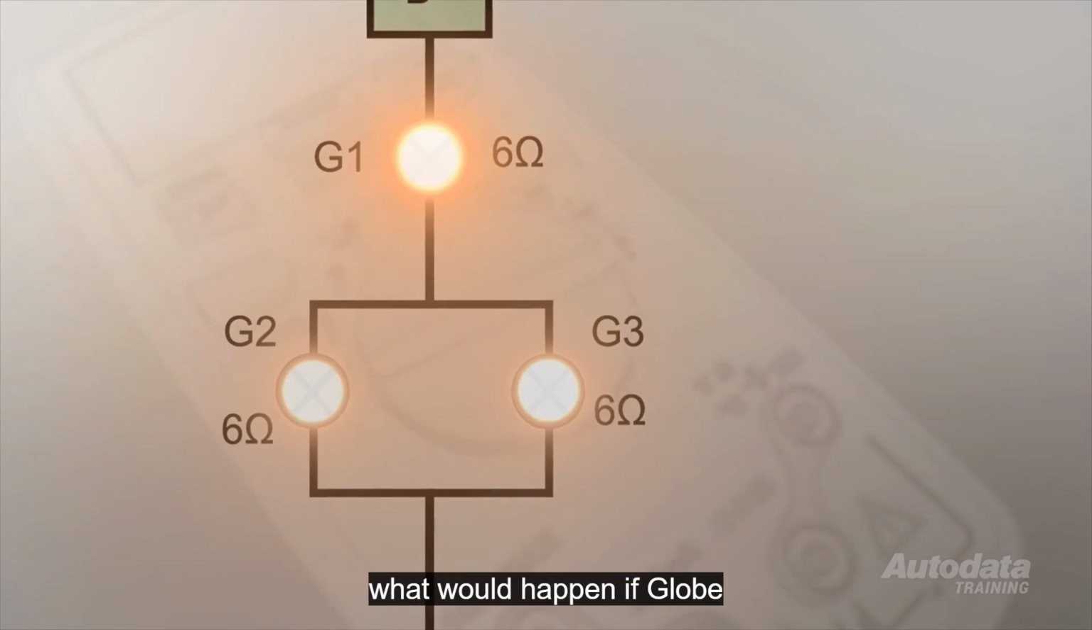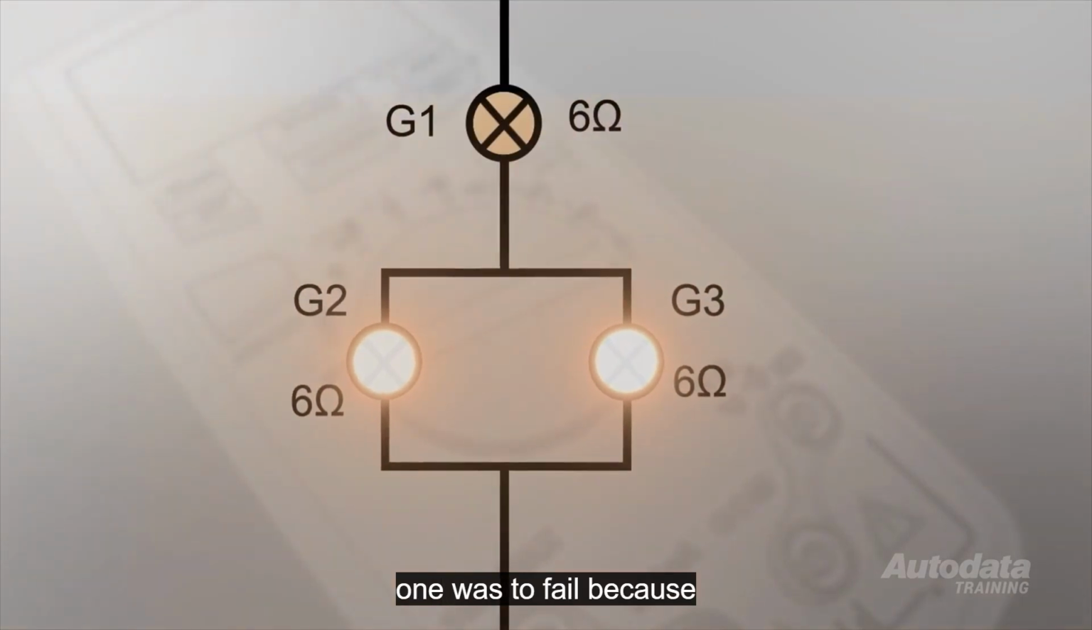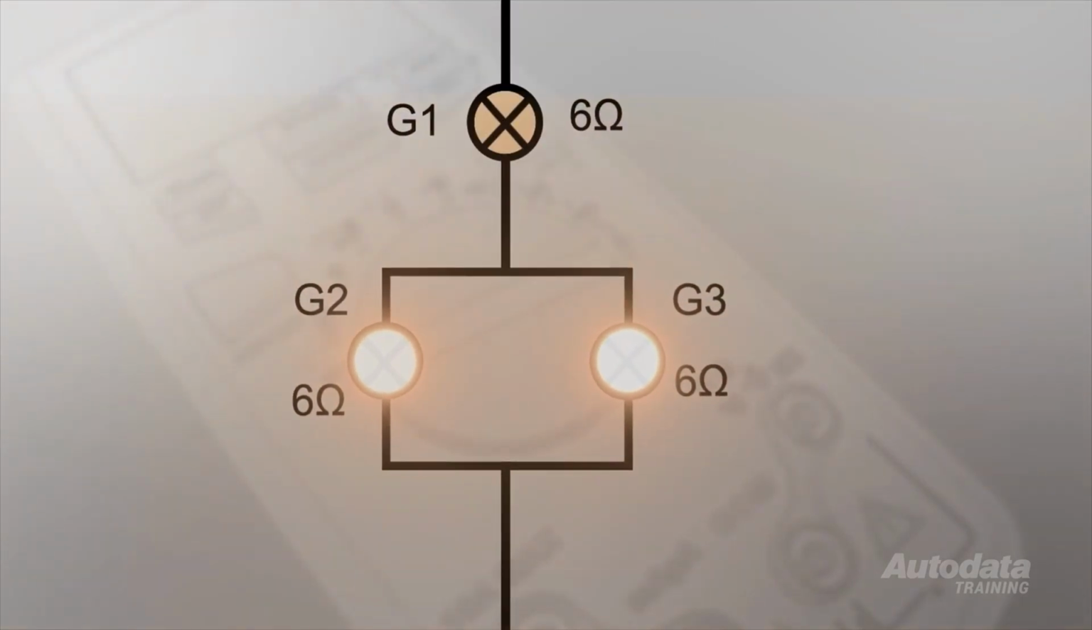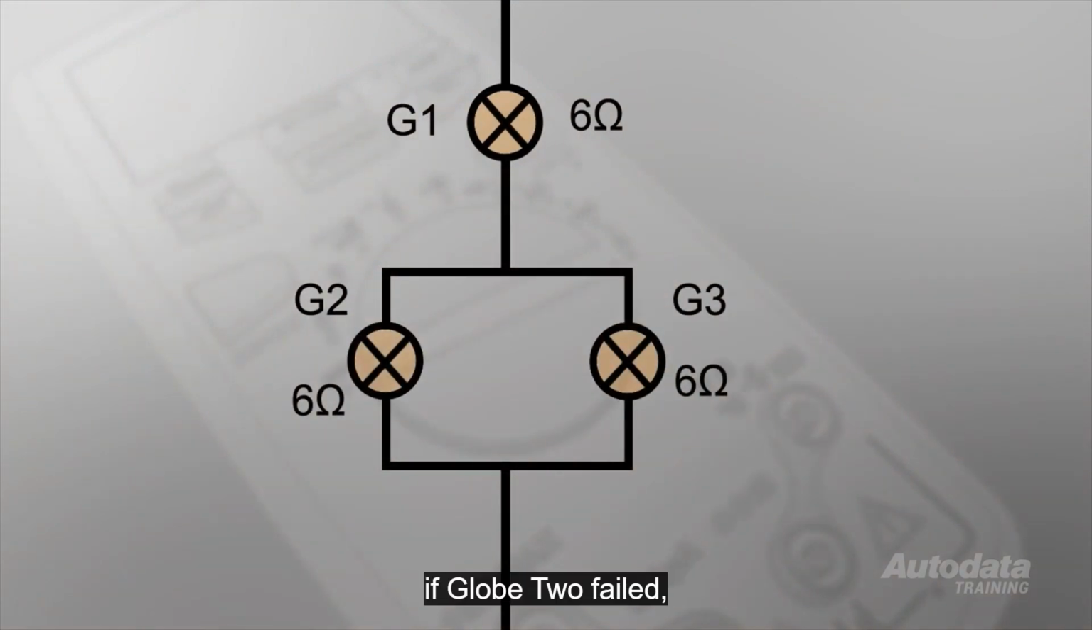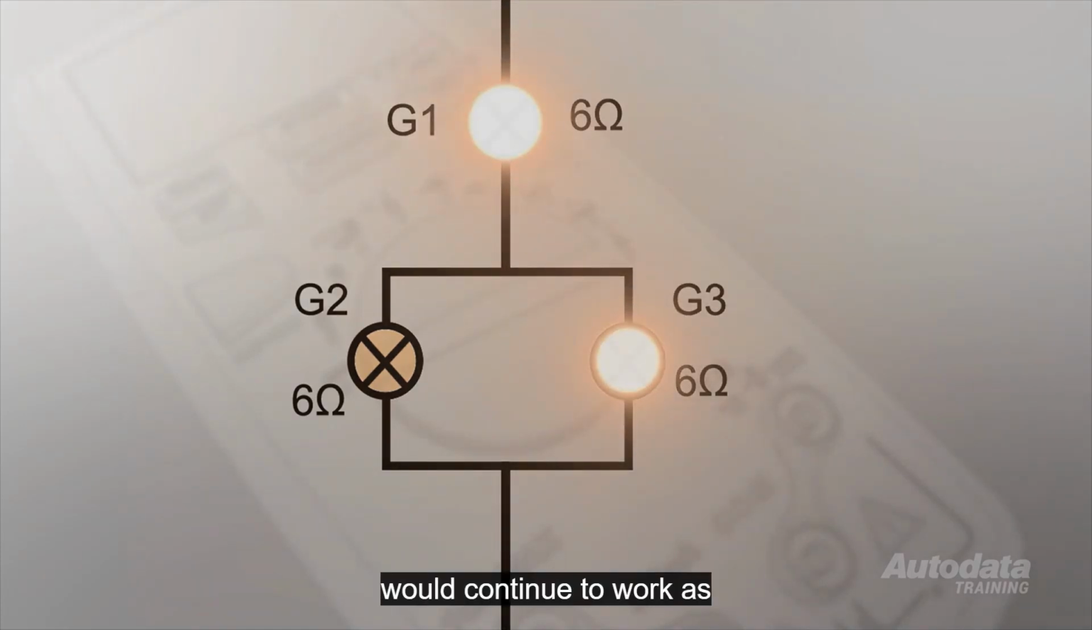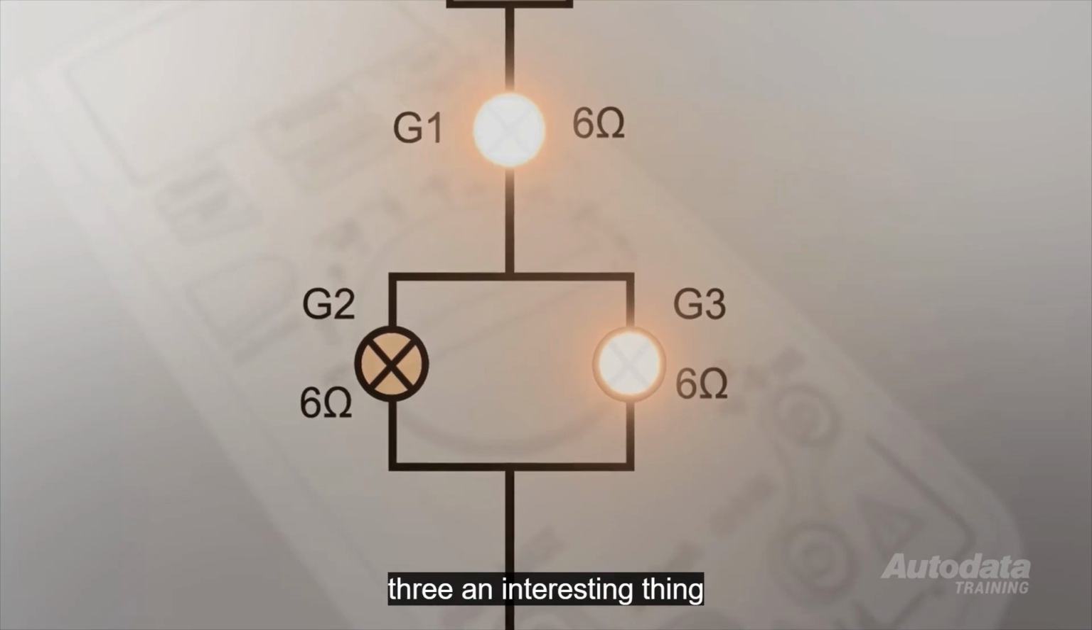What would happen if globe 1 was to fail? Because it's part of a series circuit, the current would stop flowing due to the open circuit. If globe 2 failed, what would be the result? Globes 1 and 3 would continue to work as globe 2 forms part of the parallel circuit with globe 3.